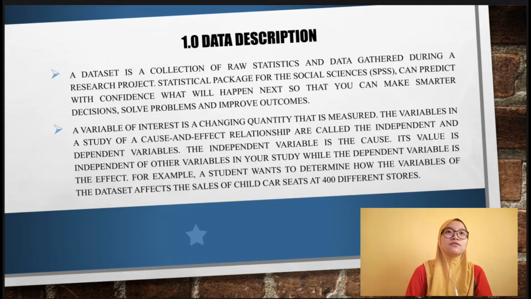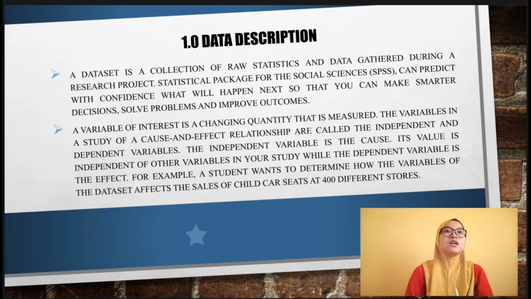A variable of interest is a changing quantity that is measured. The variables in a study of a cause and effect relationship are called the independent and dependent variables. The independent variable is the cause. Its value is independent of other variables in your study, while the dependent variable is the effect.